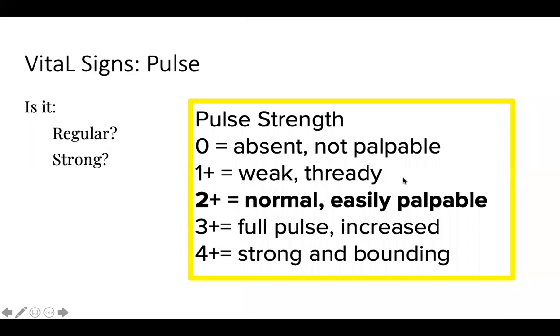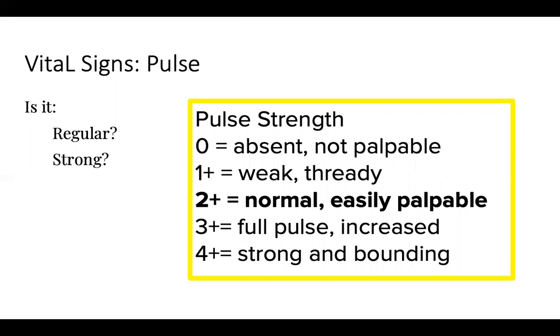All right, in terms of assessing the pulse, we are going to determine how often it happens, so how many beats per minute, and then we want to see if it's regular. So is it lub dub, lub dub, lub dub, or is it lub lub dub dub, just irregular? And then the strength of the pulse. The pulse strength ranges from 0 to 4 plus. 0 is going to be no pulse at all. That would be a concern. You would want to report that to the provider.